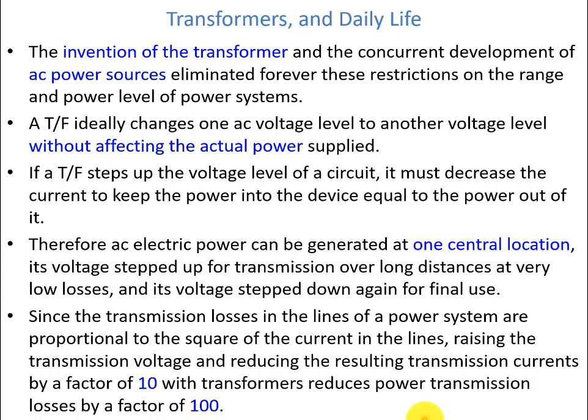Therefore, electric power can be generated at one central location, its voltage stepped up for transmission over long distances at very low losses, and its voltage is stepped down again for final use. Since the transmission losses in the lines of a power system are proportional to the square of the current in the lines, raising the transmission voltage and reducing the resulting transmission currents by a factor of 10 with a transformer reduces power transmission losses by a factor of 100, because we know that they are I square R losses. So I square R losses will be reduced tremendously.